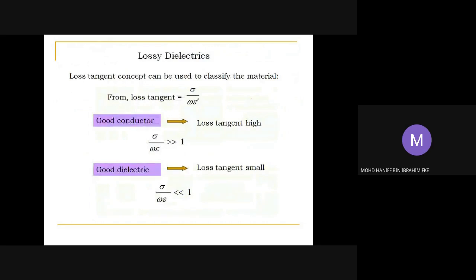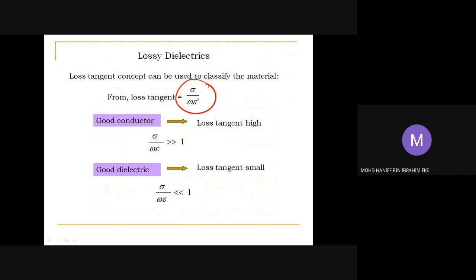One important parameter related to the lossy dielectric is the loss tangent, which I mentioned just now. The loss tangent is a parameter used to quantify, to measure the lossy behavior of the dielectric. So this is how we can use the loss tangent to characterize, or to classify, the material. We have agreed that the loss tangent depends on sigma.